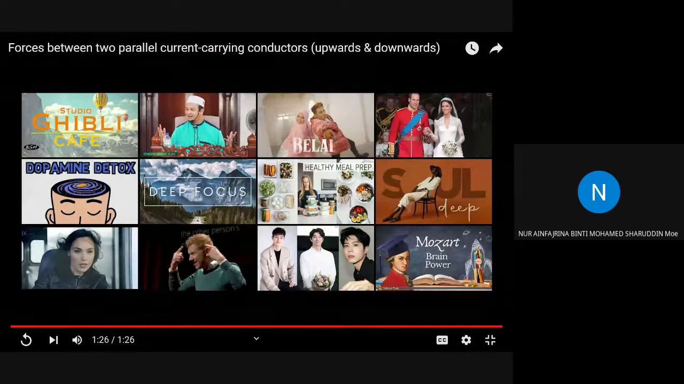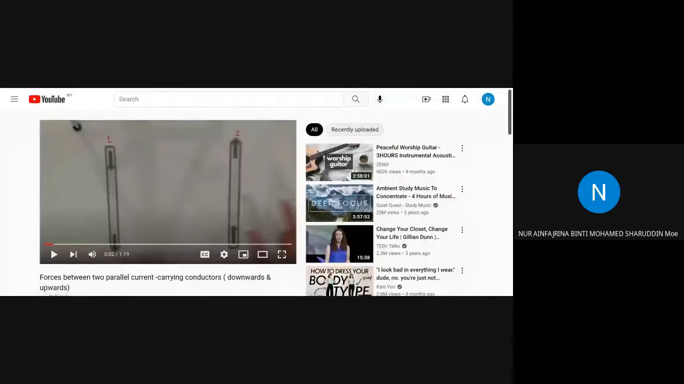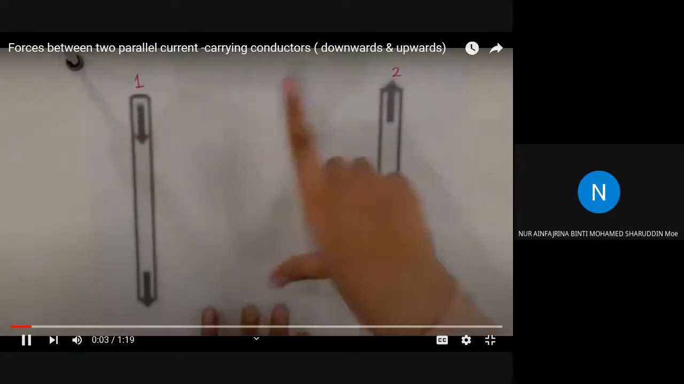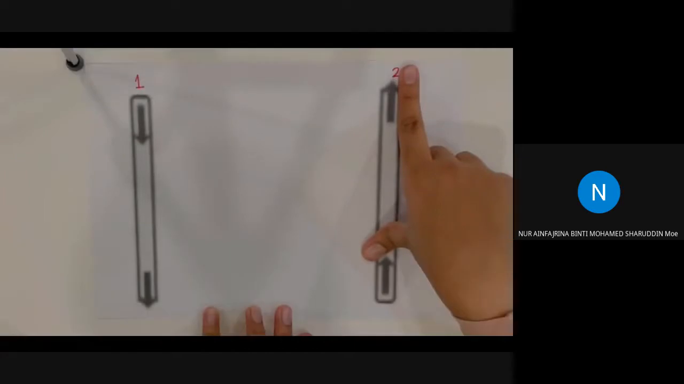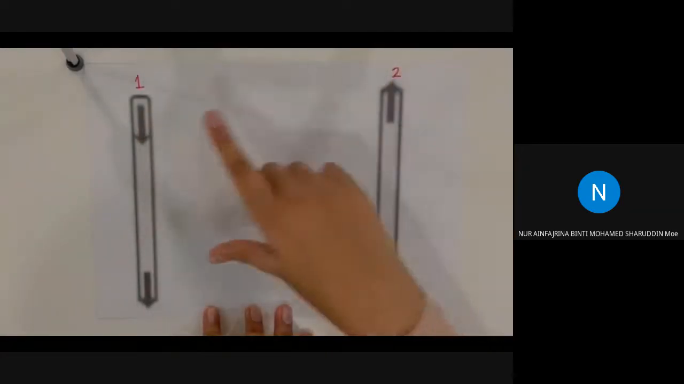Okay, so Miss will go to the next one, this one. This one is when you have currents in different, opposite directions. Now the current in wire 1 is downwards, and wire 2's current is upwards. So these two will also get a repulsive force, because the direction of the current is opposite. But watch how we do it. First we find the magnetic field of the other wire on that wire. So now we find the magnetic field of wire 2 on wire 1.